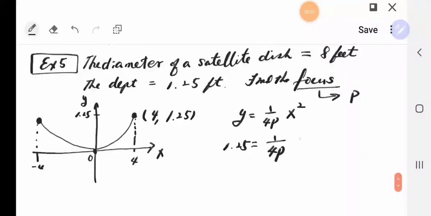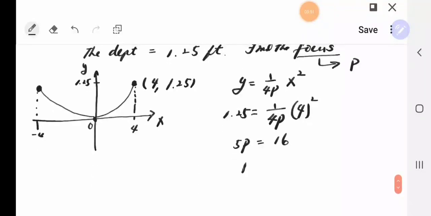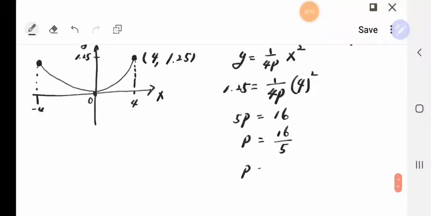x is 4 squared. So that is, okay, cross multiply, then 5p is equal to, the right side is 16, and p is 16 over 5. So p equals 16 over 5 is around 3.2 feet.